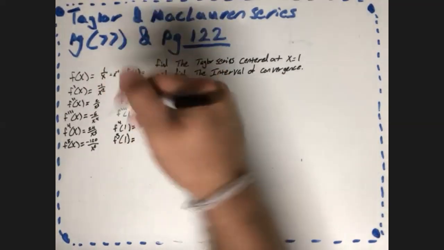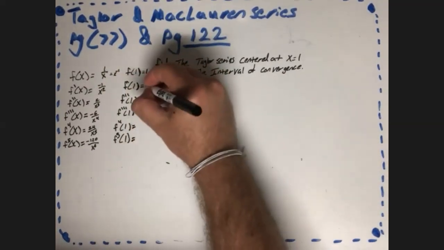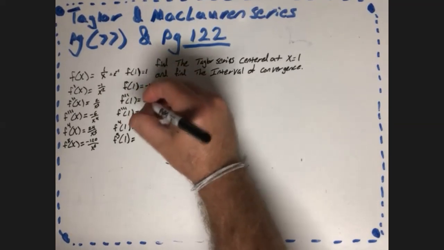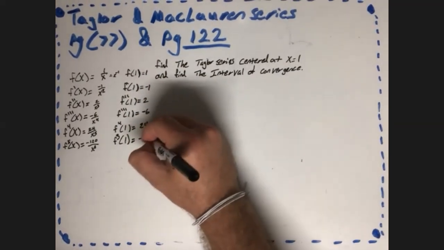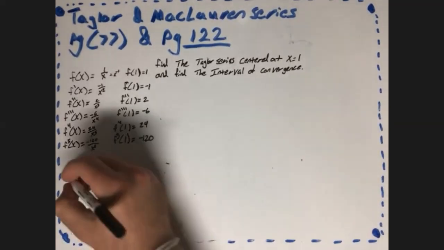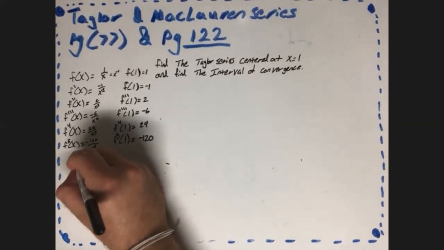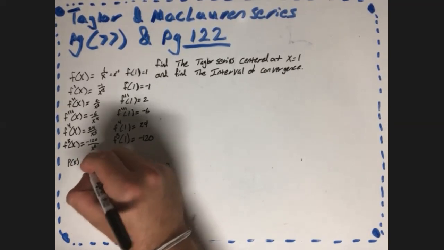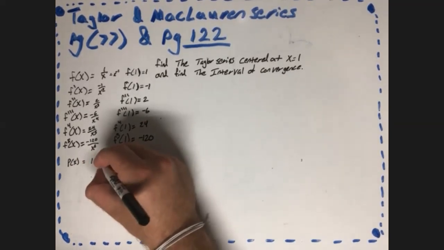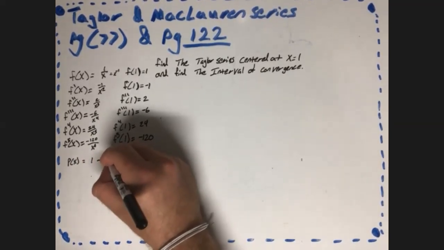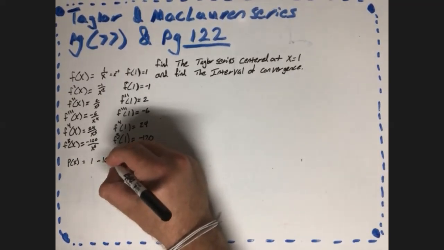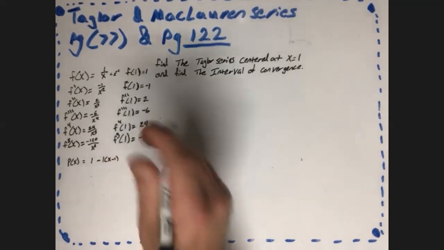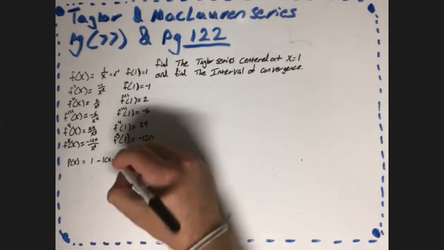All right, I'm gonna put my 1 in. Right, I'm gonna get a 1, I'm gonna get a negative 1, I'm gonna get a 2, I'm gonna get a negative 6, I'm gonna get 24, negative 120, okay? Putting this together, my Taylor polynomial P of x is going to be 1 minus 1 times, now instead of just x, we're gonna be doing x minus 1. All right, that's to account for that shift because we centered it, right?